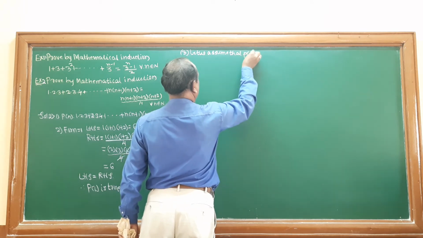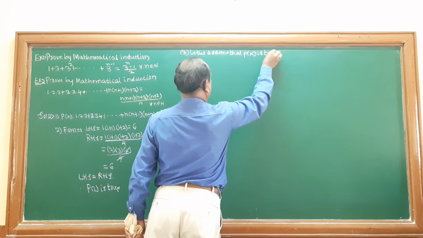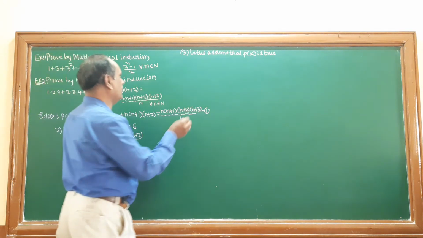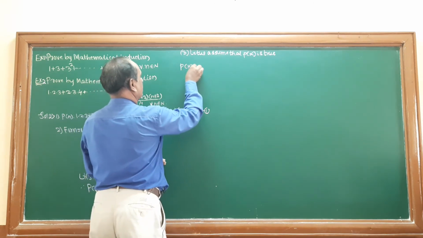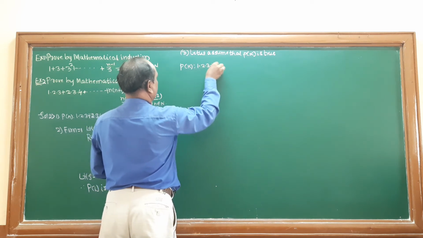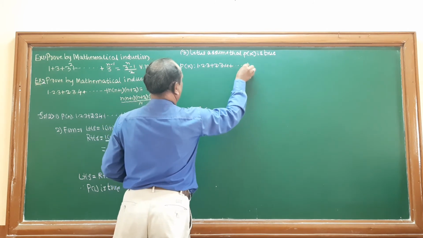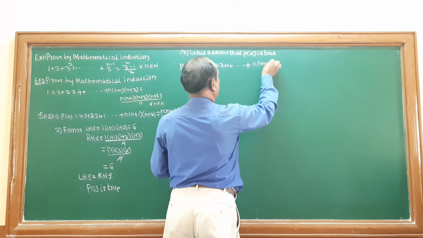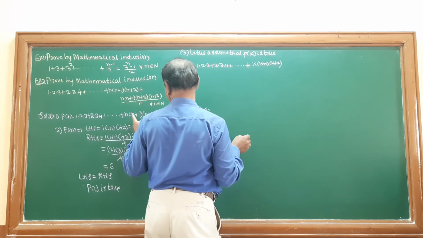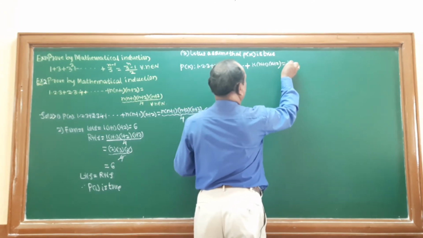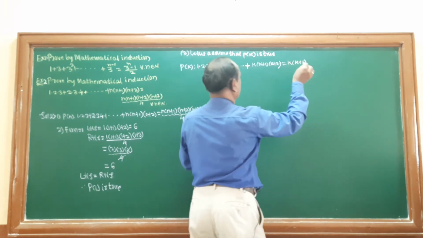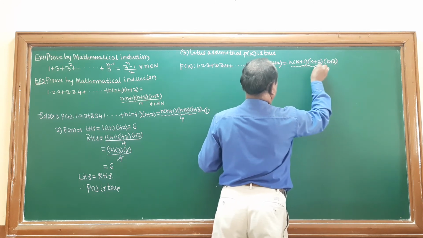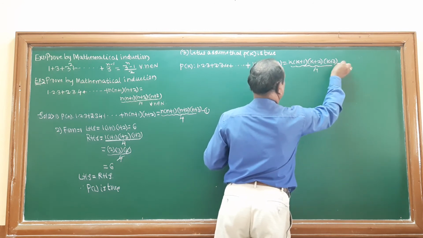P of k is true. So what to do: in equation number 1, wherever there is n, write k. Therefore P of k is equal to 1 into 2 into 3, plus 2 into 3 into 4, up to and so on, with n replaced by k, k in the bracket k plus 1 multiplied by k plus 2, is equal to k in the bracket k plus 1 multiplied by k plus 2 multiplied by k plus 3, the whole divided by 4. Call this equation number 2.